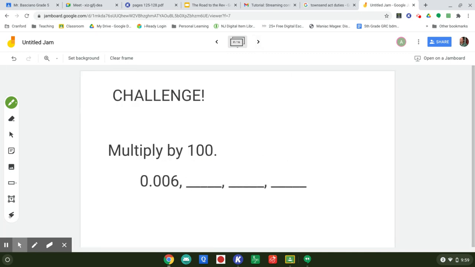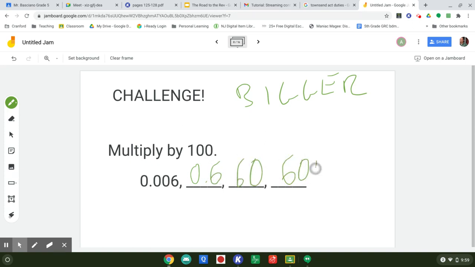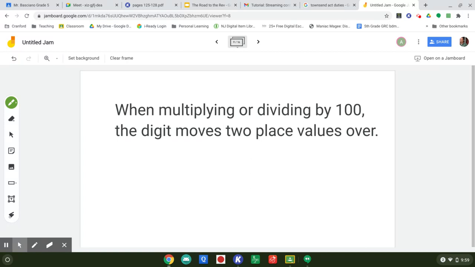Here's a challenge for you. Why don't you try multiplying by 100? Multiplying, remember, that means bigger. You can pause the video and see if you can get this one correct. So if you got that, congratulations, because when multiplying or dividing by 100, the digit moves 2 place values over.